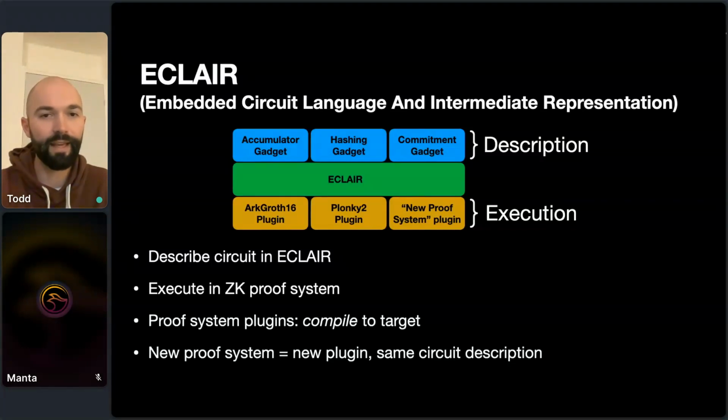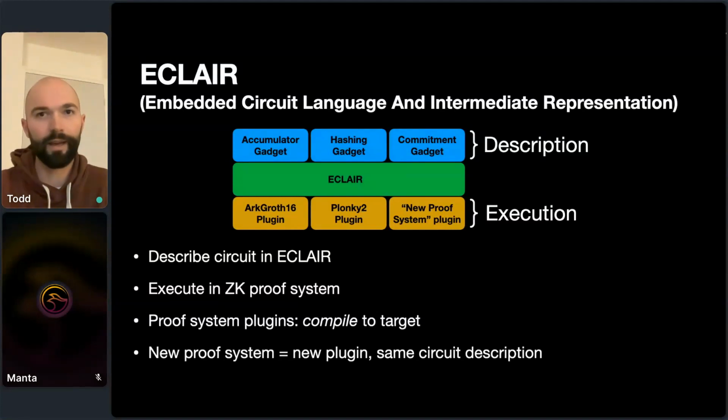You see in this diagram that along the top you have some familiar concepts: accumulator gadgets, hashing gadgets, commitments. And along the bottom, you have what I hope are some familiar proving systems: ArkGroth16, Plonky2, things that we heard about already from Pratyush and we'll hear about later from Sebastian. And this middle layer is ECLAIR. My goal is to explain how ECLAIR allows the abstract description from the top layer to meet the concrete execution down at the bottom layer.